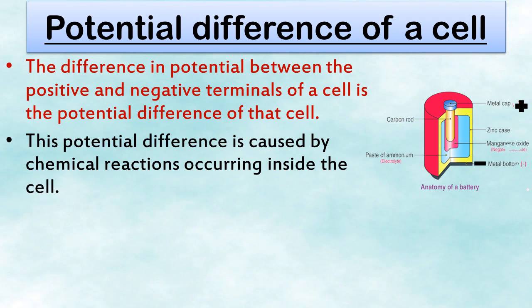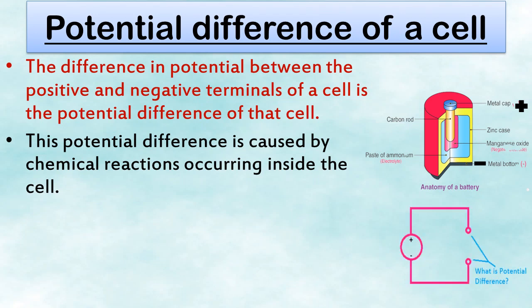And students, this potential difference is caused by the chemical reactions occurring inside the cell. As we know, inside the cell there is a carbon rod, zinc, and chemicals like manganese oxide and a paste of ammonium. Different chemical reactions take place between all these, and due to this the charges or potential is produced between the positive and negative terminal of a cell.